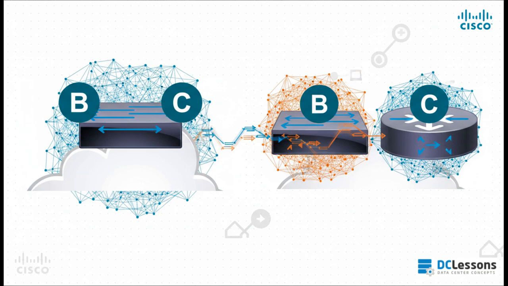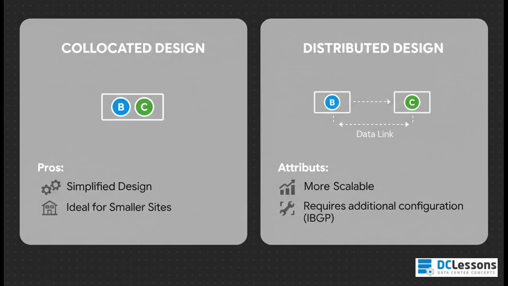Then on the right, you see a distributed design, where those roles are split up and run on separate, dedicated devices. So which one do you pick? Well, it really just comes down to that classic trade-off, simplicity versus scalability. The co-located model is way simpler, which makes it perfect for smaller sites. The distributed model, on the other hand, is much more scalable for those really large deployments, but it does come with a bit more configuration complexity, like needing BGP to keep all the separate nodes in sync.